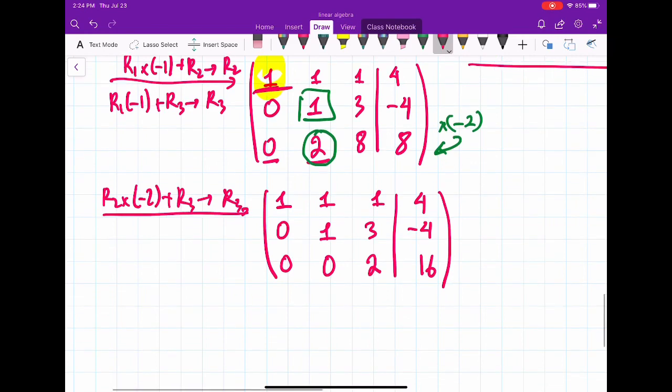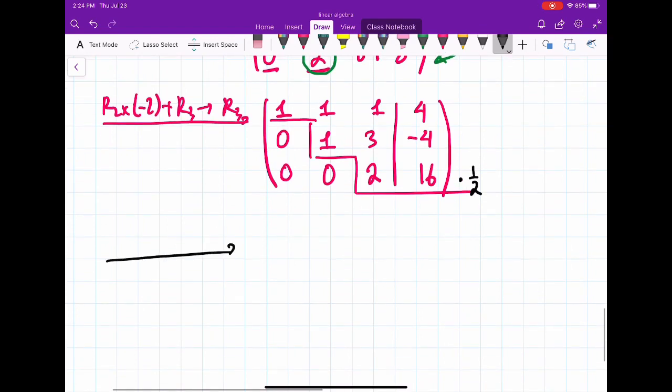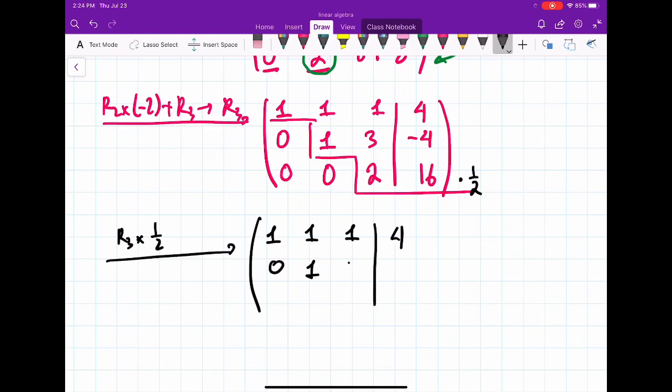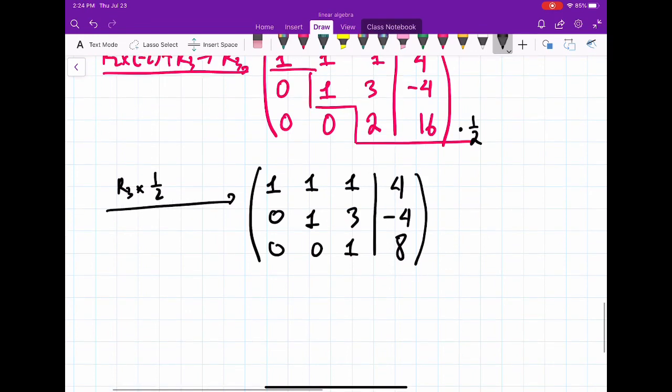Alright, so from here we already have row echelon form. I divide the third equation by 2, or just multiply by 1/2. So I have the following one, R3 times 1/2. I got 1, 1, 1 in here, 4, 0, 1, 3, 0, 0, 1, 8, and here I have -4. Now we will use back substitution, right?